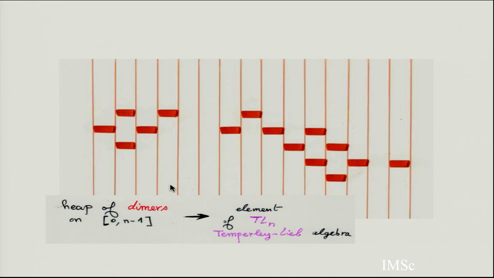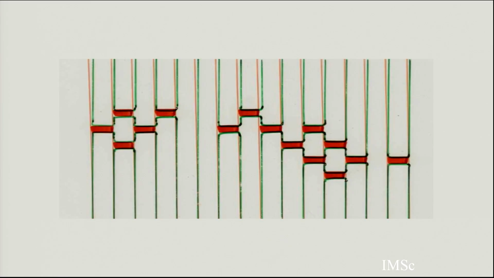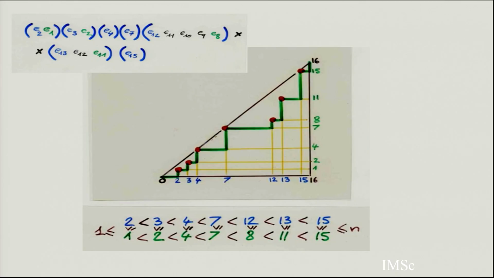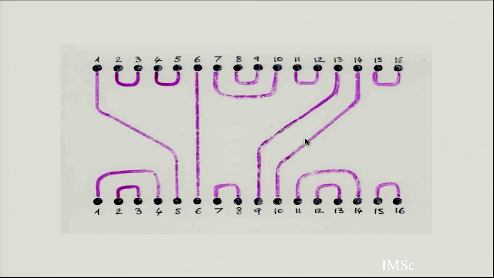So to any reduced heap of dimers, I can get an element of the Temperley-Lieb algebra. So this was the element of the basis from before. Now this is written as a planar diagram, which gives you back this one. So the same as before, you see. So this planar diagram corresponds to this basis, this product of elements coming from this sequence. Here you get the planar diagram.